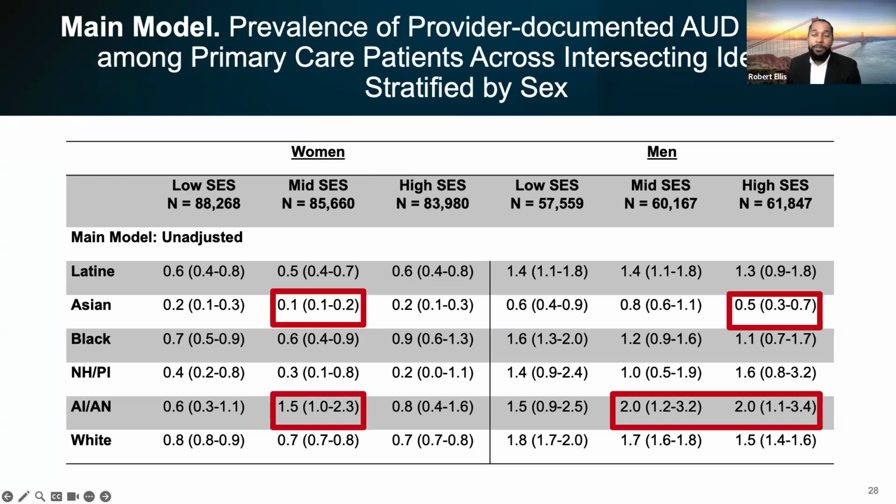Regarding intersectional subgroups, among women, Asian women with middle SES appear to have the lowest prevalence compared to American Indian Alaska Native women with middle SES. So you see here, Asian women. And among men, Asian men with high SES appear to have the lowest prevalence compared to AN with middle and high SES. Of note, many of the confidence intervals were overlapping, and so we picked out the highest and lowest here.